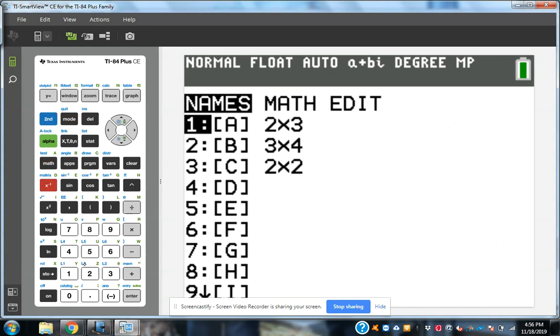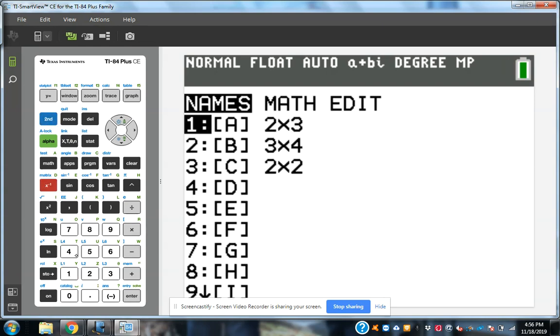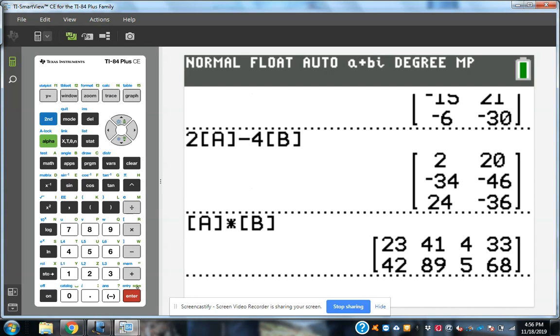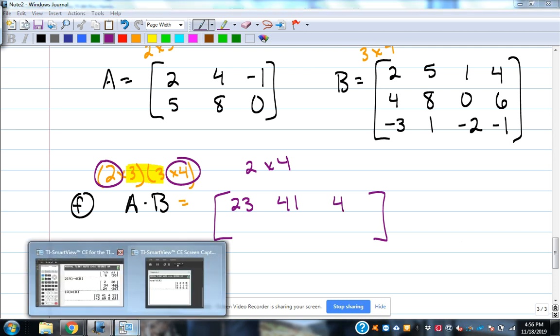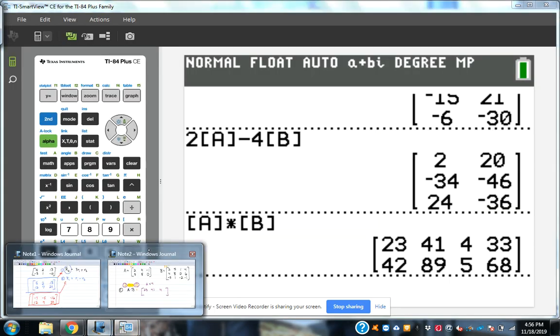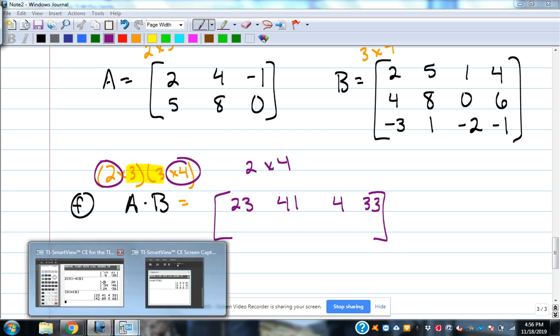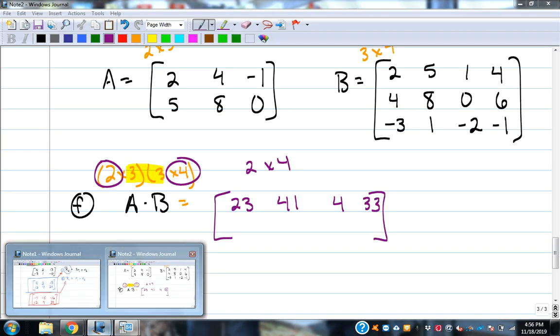second matrix A times second matrix B. And there's that 23 in the first spot that I'd said. And then 41, 4, and 33. And the last row, 42, 89, 5, and 68.